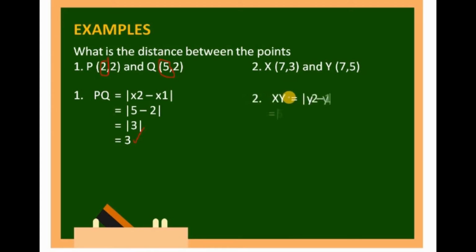Let's see the solution. Here, what is y2? y2 is 5 and y1 is 3. If you substitute this, 5 minus 3, that is 2. We will take the absolute value, that is, distance is always positive, that is 2.